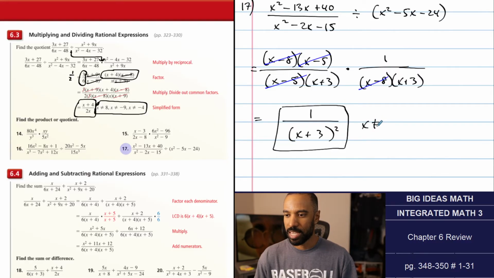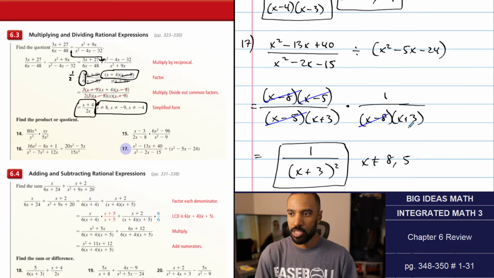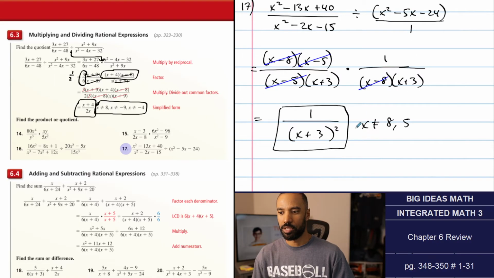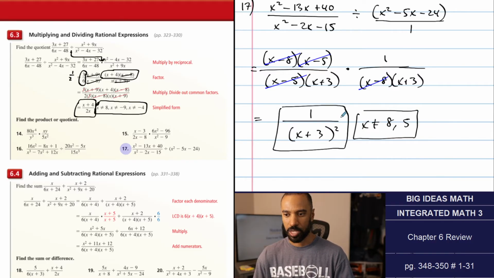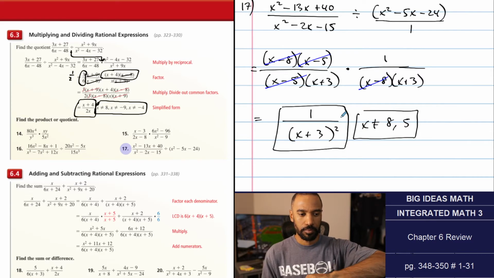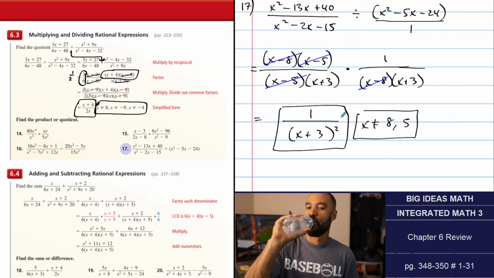So what can't x equal? Based on the canceled x minus 8's, x can't equal 8. The canceled x minus 5's, x can't equal 5. Take a look at the original thing here that was divided. Its denominator was just a 1, so there are no other restrictions to be added in that. So these are the only two restrictions, outside of course x can't equal negative 3, but that's implied from that.